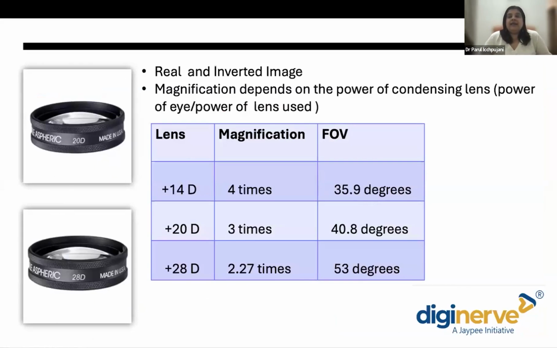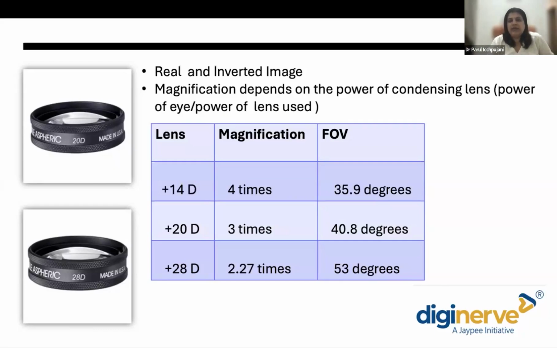This, unlike its direct ophthalmoscope counterpart, gives you a real and inverted image. And that too, the size depends upon the condensing lens you are using. So you wear this indirect ophthalmoscope on your forehead, and then you use a condensing lens in between yourself and the patient's eye. So this lens can be either a 20D or a 28D.